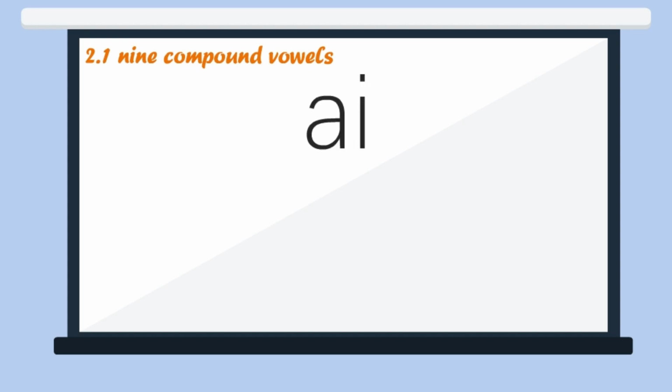In this lesson, we will learn 9 compound vowels. The first one, ai. This is a falling compound, meaning that the first sound of the compound is pronounced louder with longer duration than the second sound. This sound is very similar to the sound I in English. Please repeat after me.